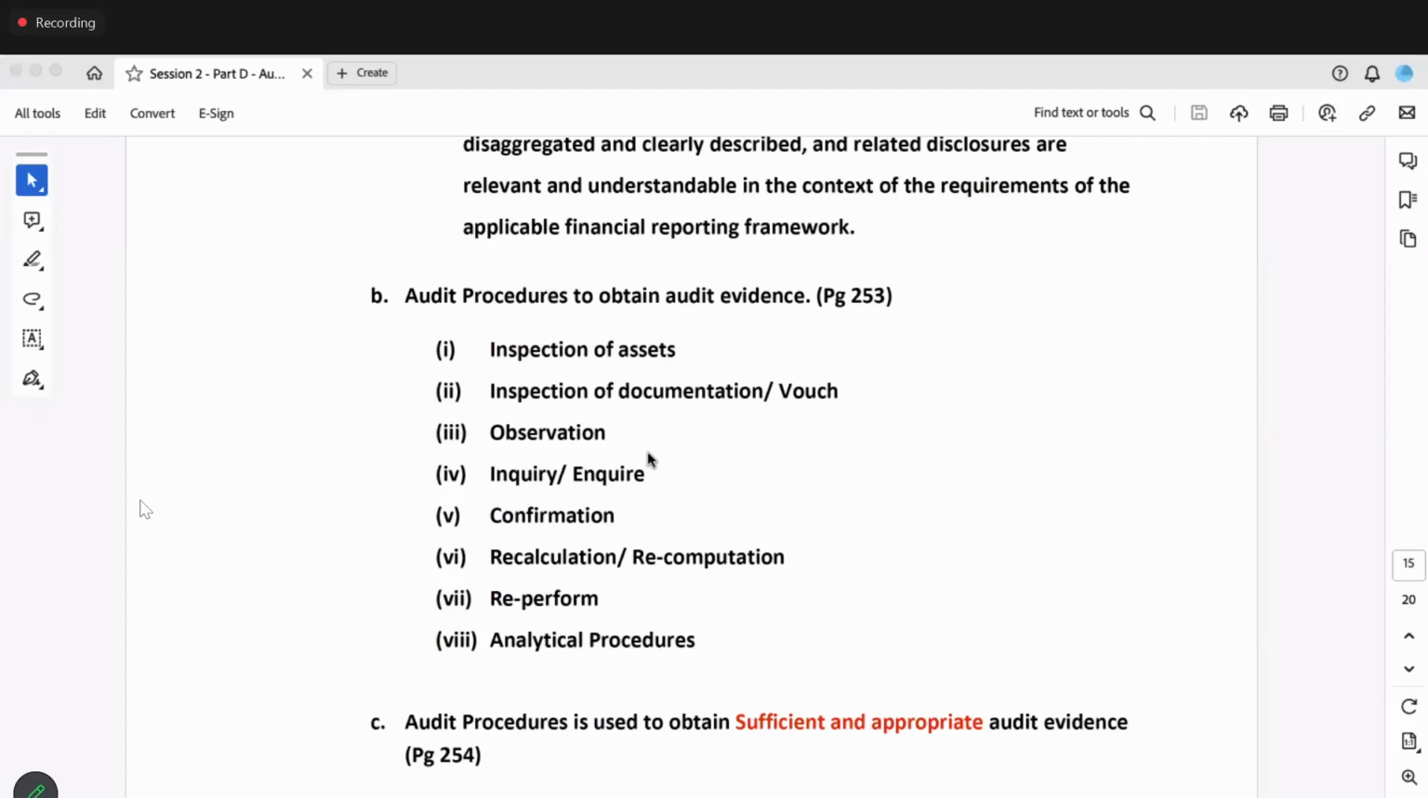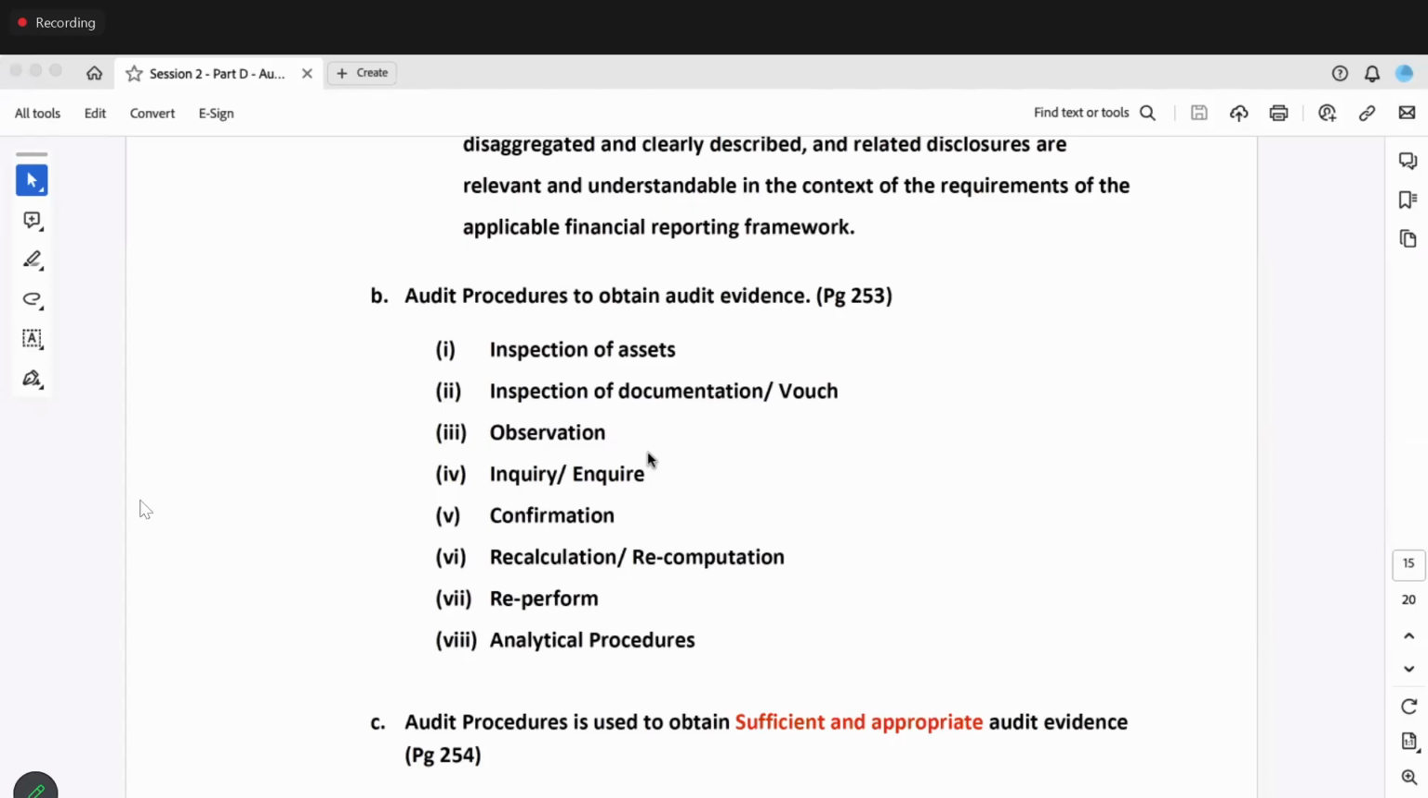All right. It could be inquiry with the management. It could be also discussion. It could be doing confirmation. We can recompute or recalculate, which is usually used for accuracy. We can reperform a certain procedure.